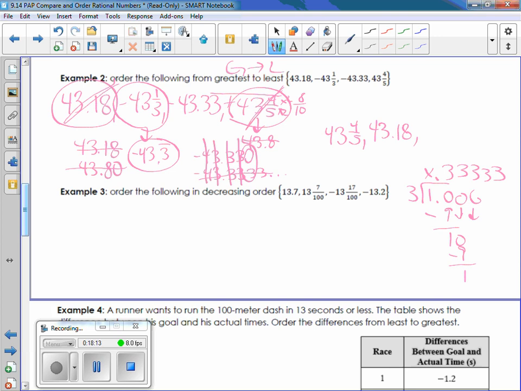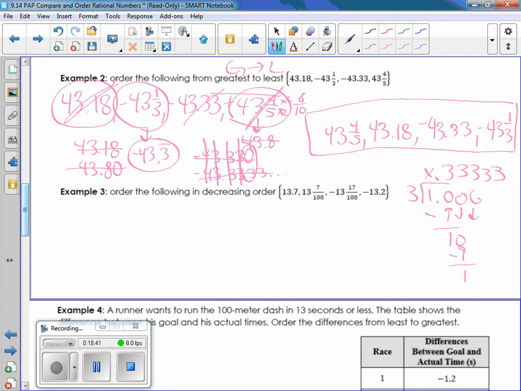So I just crossed it out, but I should have crossed out this one. So the next largest value would be this one, the negative 43 and 33 hundredths. And then it's our negative 43 and 1/3. It's a lot. There's a lot of places to make silly mistakes in it, right?